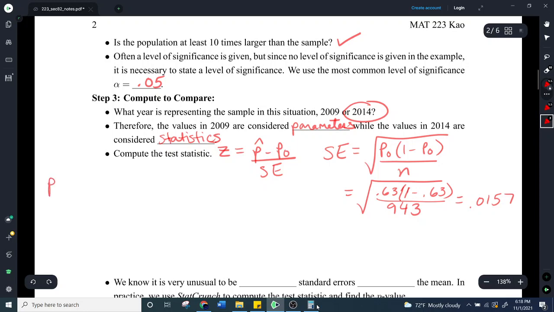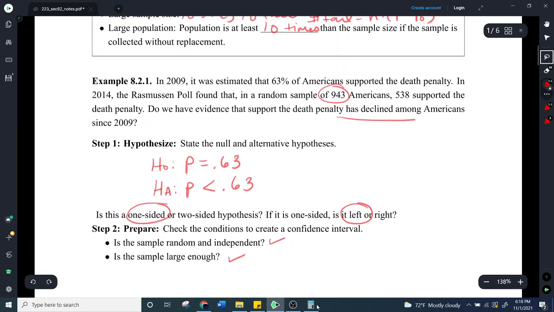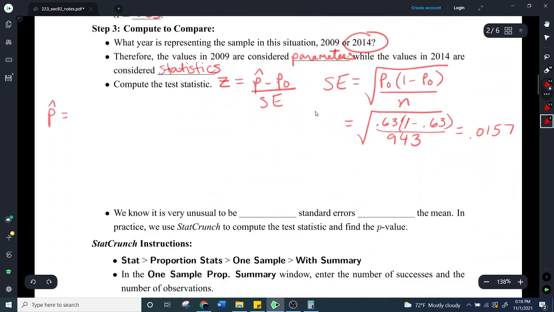Now, I still need to get p hat. I haven't computed p hat. So remember, p hat is your sample proportion. So for me, that would be the 548 out of the 943. So let's figure that out. So 548 divided by 943.